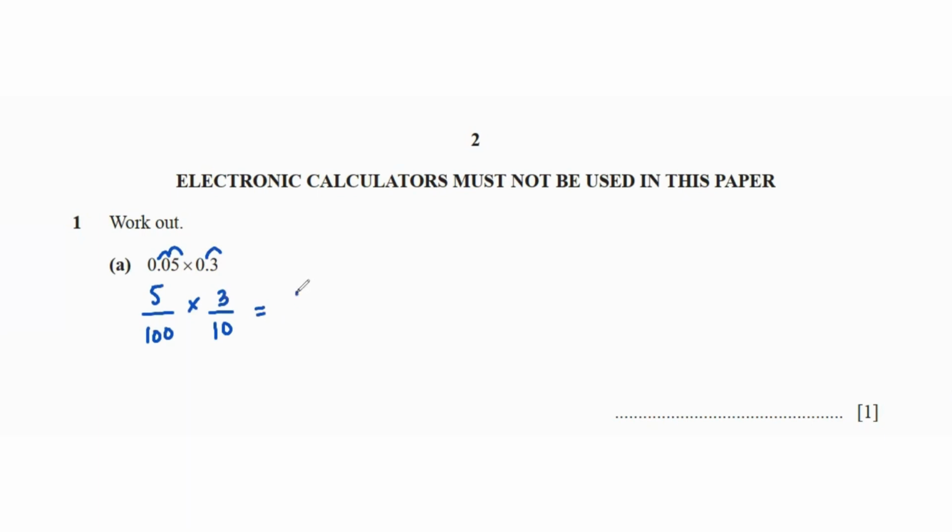So 5 times 3 is 15. 100 times 10 is 1000. So once again, I'm going to move the decimal 3 places, but towards the left now. So that's going to be 0.015.